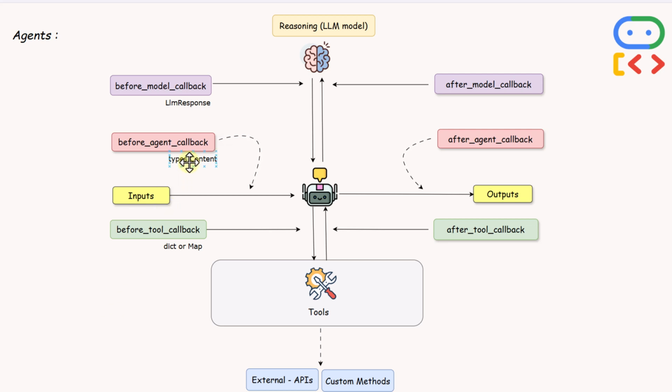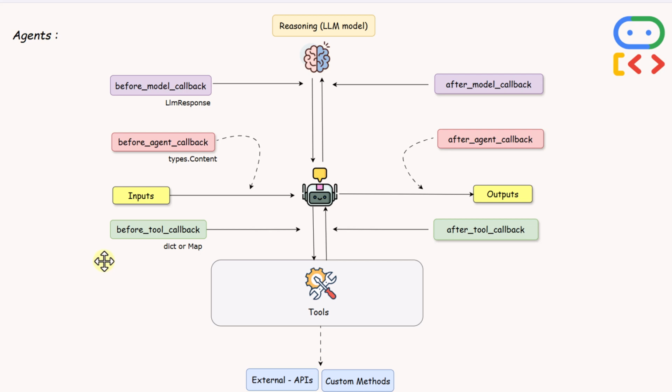Here you can see the different kinds of return types you are going to get from callbacks. When we are interacting with the agent callback, the return type is going to be content. When you are dealing with the model callback, you have to deal with the LLM request and response, because that's what goes from the agent to the model. And when we are dealing with the tool callback, the return type is going to be a dictionary or map.